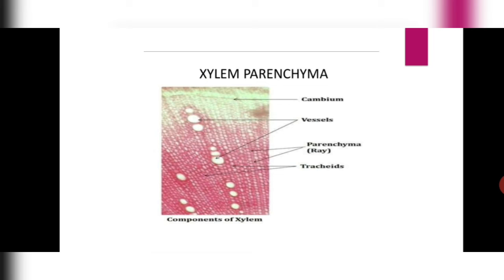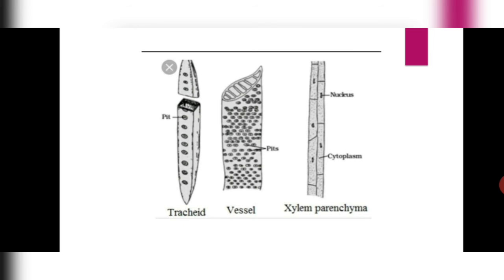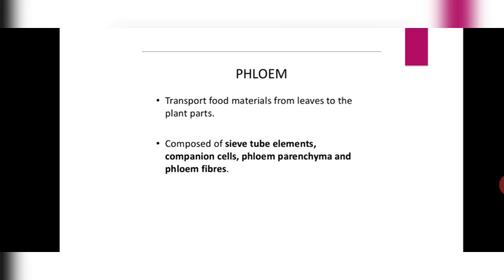The xylem parenchyma is another component which is responsible for storage of food, etc. It has cambium, vessels, parenchyma, tracheids. All together are arranged in such a pattern in order to form a proper xylem. Can you see all the components? Tracheids are there, which shows the presence of pits. Then pits are present in the vessels also, and this is the xylem parenchyma, which is supportive in nature.